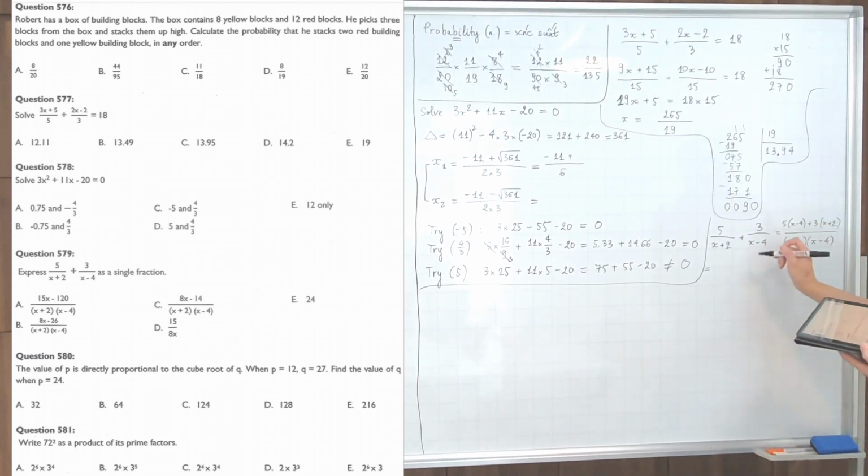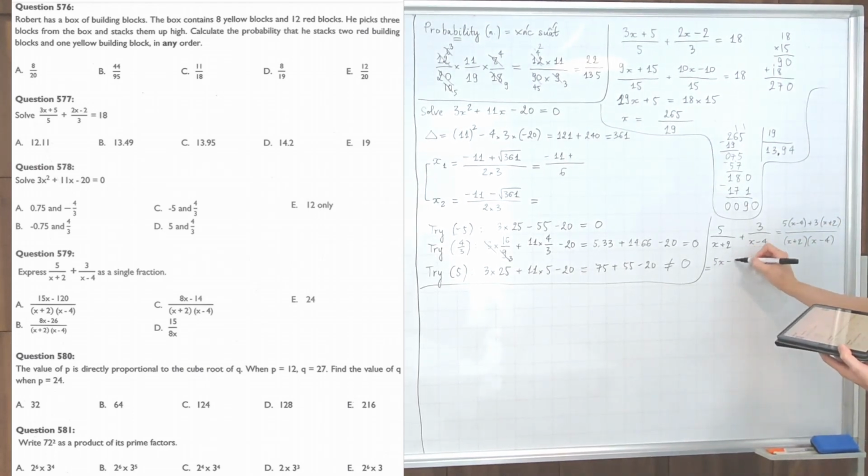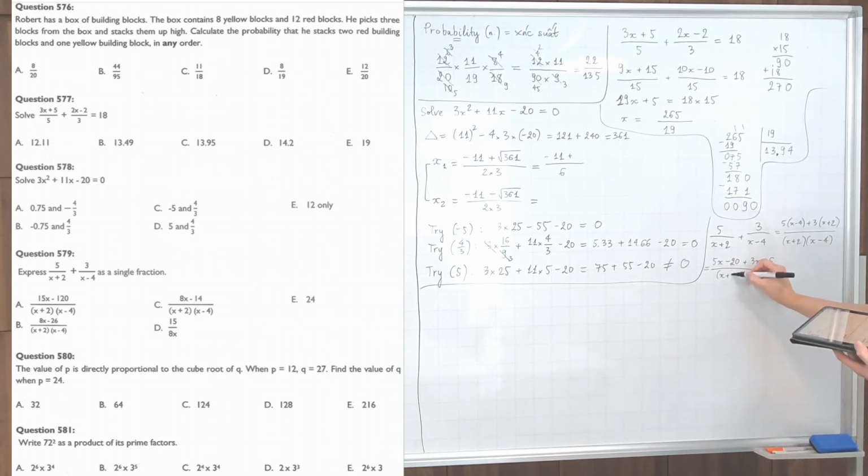Okay, 5x minus 20 plus 3x plus 6 over x plus 2, x minus 4. Okay, this one will be 8x minus 14 divided by x plus 2, x minus 4. So answer C. Sorry, this answer C. This question is easier.